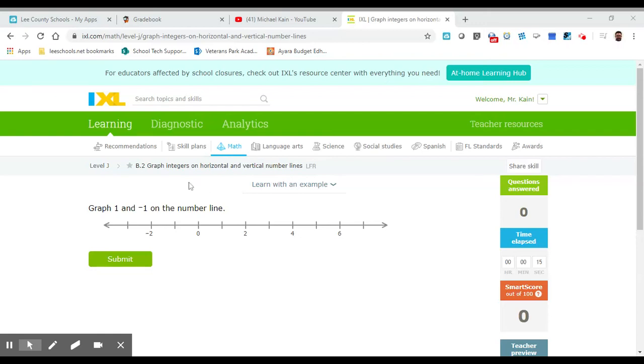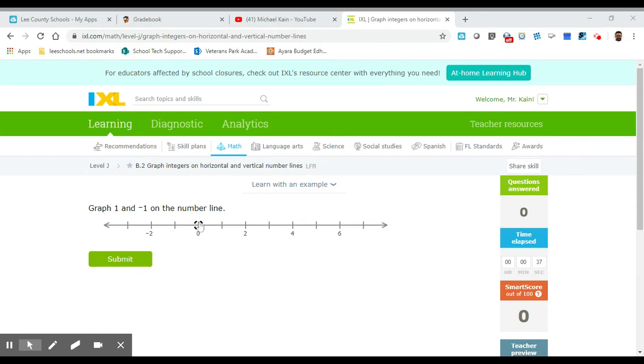Okay, the activity we're working on now is called graph integers on horizontal and vertical number lines. And the code is LFR for your 8th grade IXL. And the question says graph 1 and -1 on the number line.